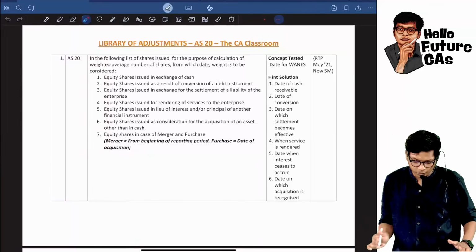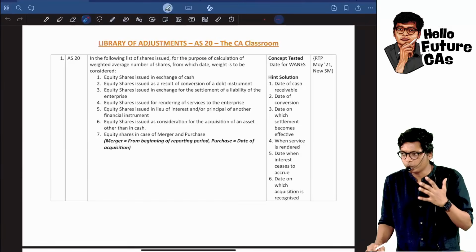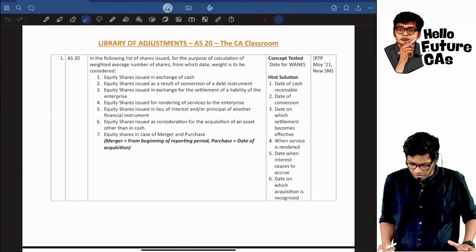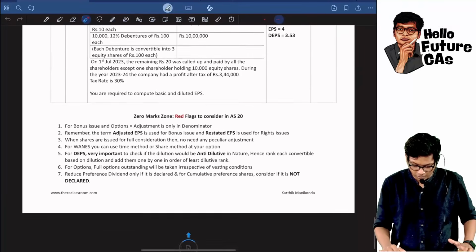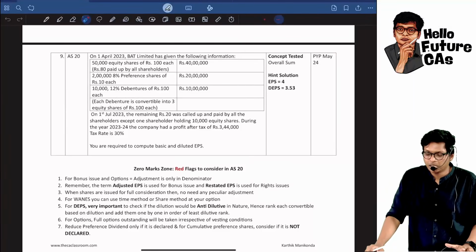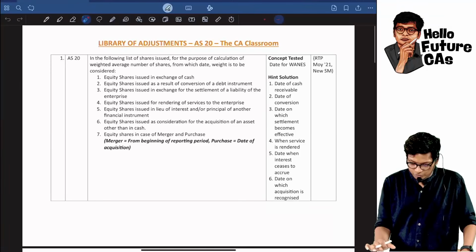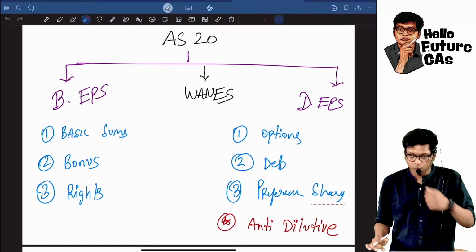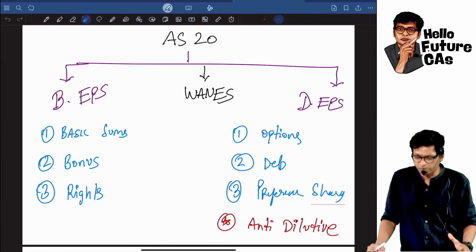Hi guys, welcome to the workout of AS20, an important standard where questions can come separately for 5 marks or even in MCQ. In our workout over here, the library of adjustments, we have roughly, or exactly, 9 questions covering all types of problems. So just to give you an overview of this topic, AS20, what are the types of problems you can expect in exam from AS20?